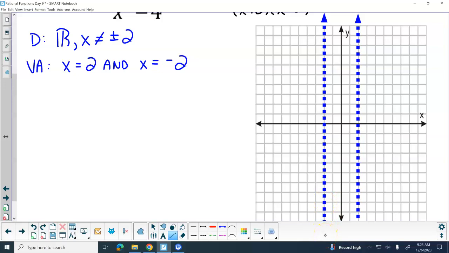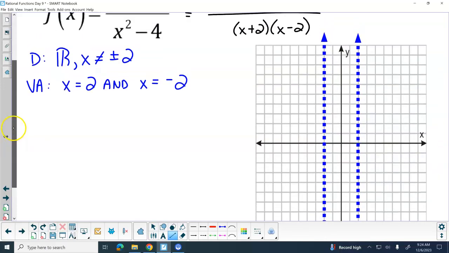Remember, those go on dashed. Okay? Can I cross those 2 blue lines? No, I can't cross those. Okay? All right? Good to know.